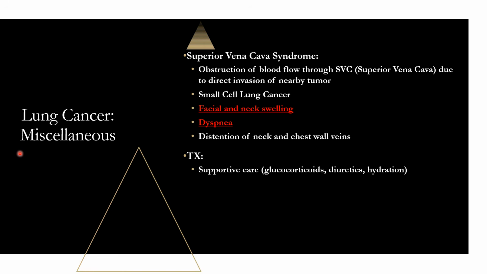As far as treatment, you're basically giving them supportive care. If they're having any dyspnea, trouble breathing, you can give them steroids, diuretics, hydration, things like that. And then really you're treating the underlying cause. You're treating the mass to improve the symptoms in these patients. That's all there is to know about SVC syndrome.